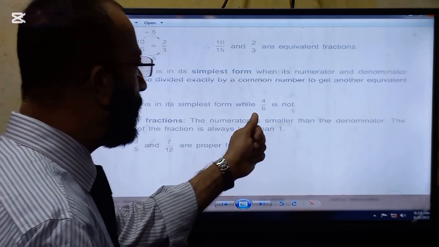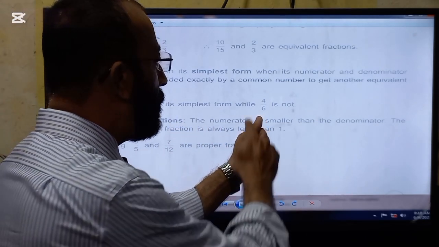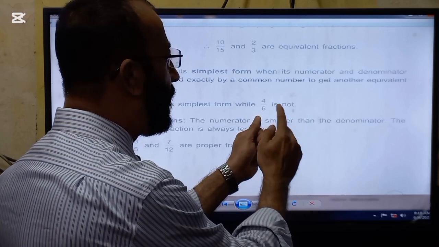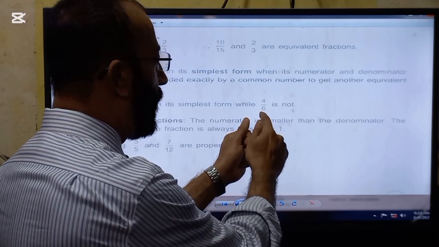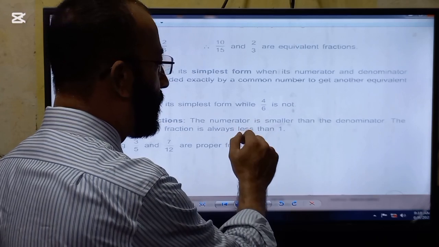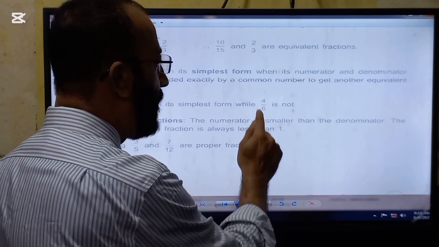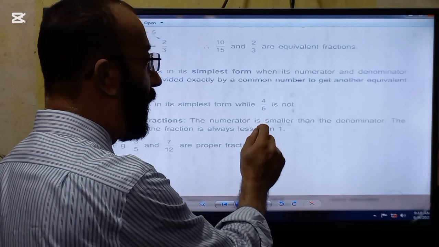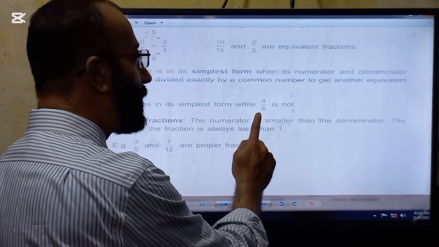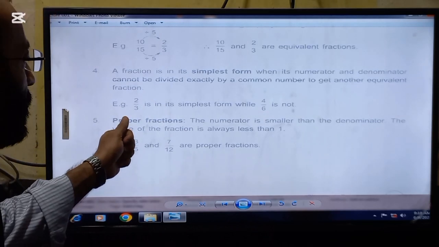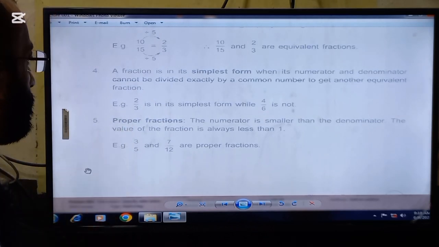But if you see this fraction, the numerator and denominator can be divided by a common number, that is 2. So in 2's table, 4 is coming and 6 is coming as well. So 2 2s are 4 and 2 3s are 6. So it means numerator and denominator can be divided by the same number. So this is not a fraction in simplest form, but this is a fraction which is in simplest form.